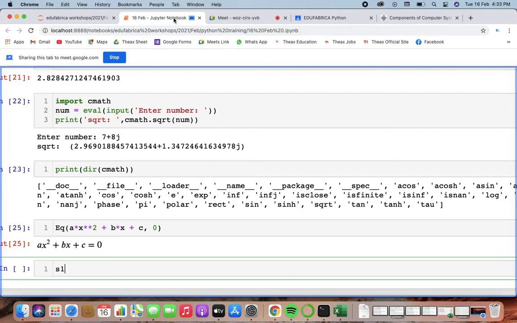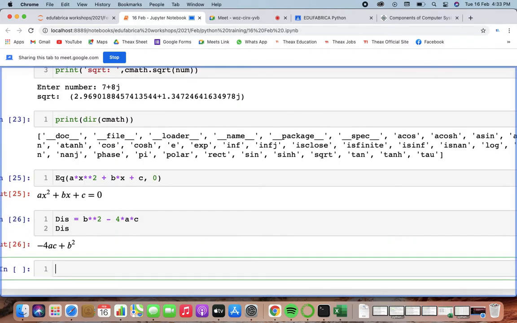Okay, if I say find the discriminant, if anyone remembers discriminant values, now let's write the discriminant. How to find the discriminant? Write your b square minus 4ac. Good, very good. This would be our discriminant value. So what would be the solutions then?